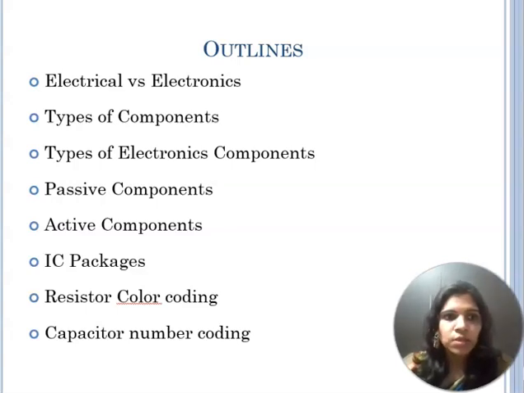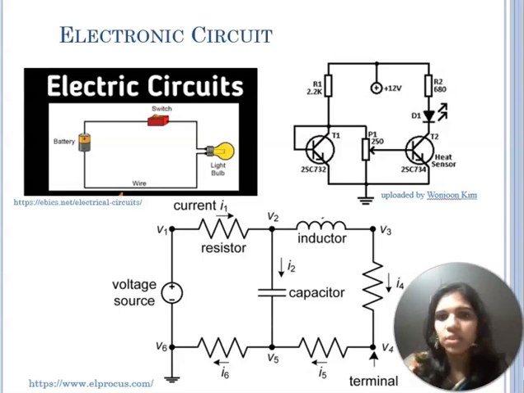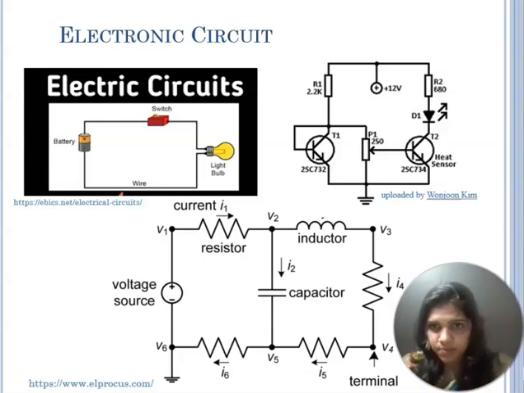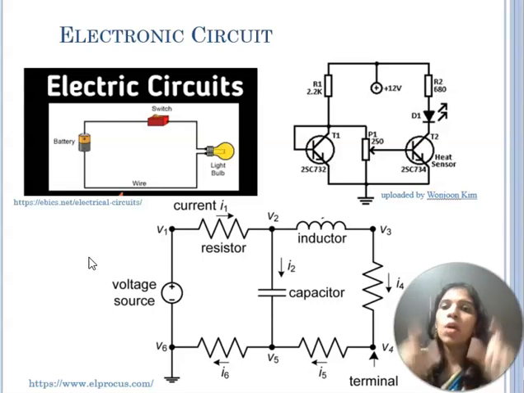Coming to the next step, what are electronic components and what are electrical components? Let me show you the circuit. These are some sample electrical circuits. So what do you mean by an electrical circuit? There are many components here. In an electrical circuit, there will be a flow of electricity through the entire circuit. Circuit means it's a closed loop. It will not be an open loop. A circuit will always be a closed loop.